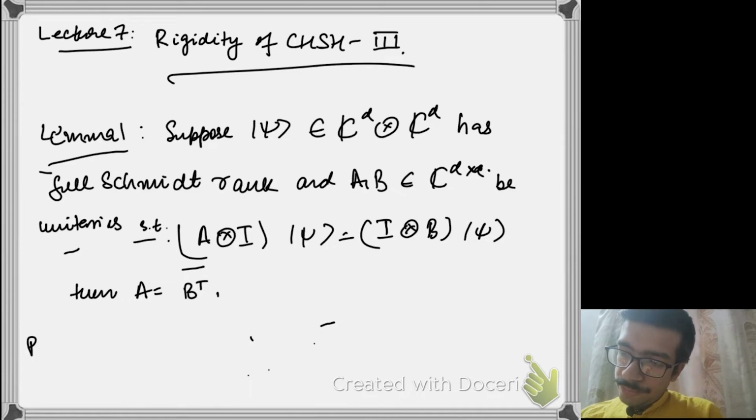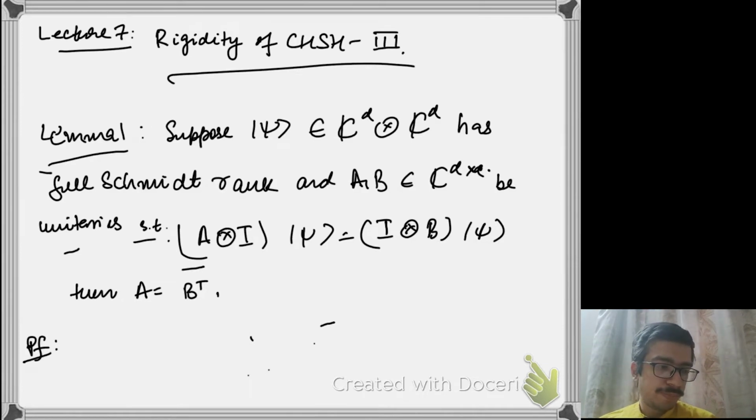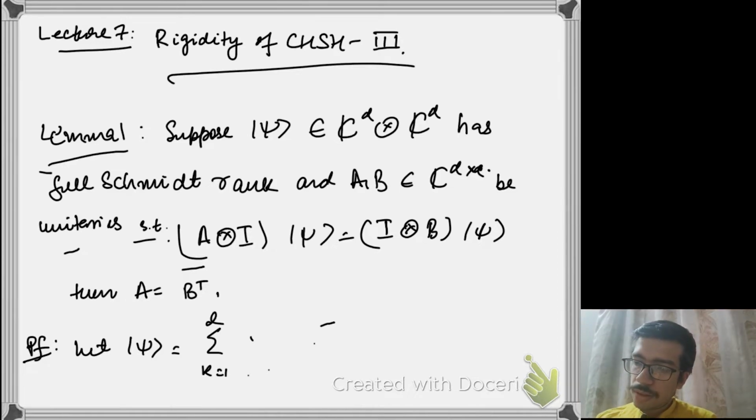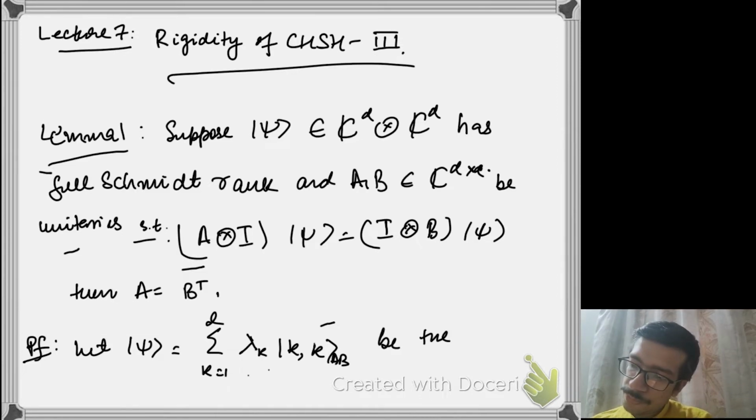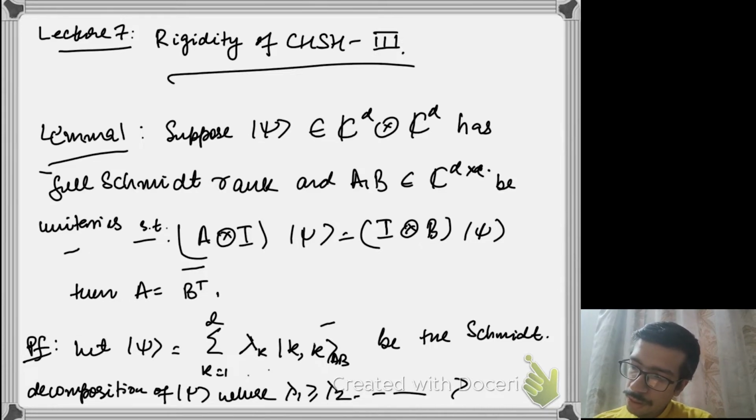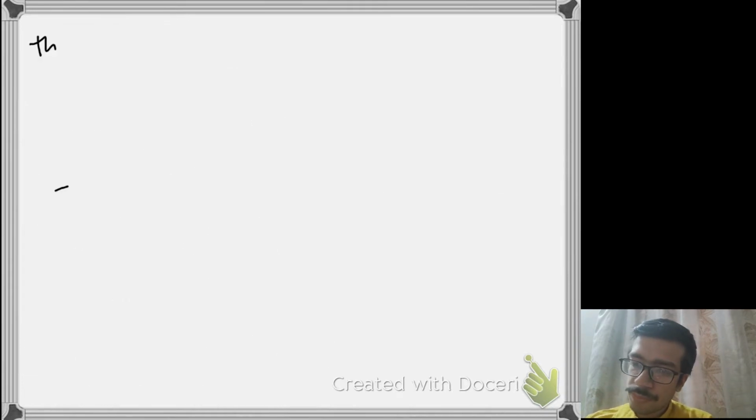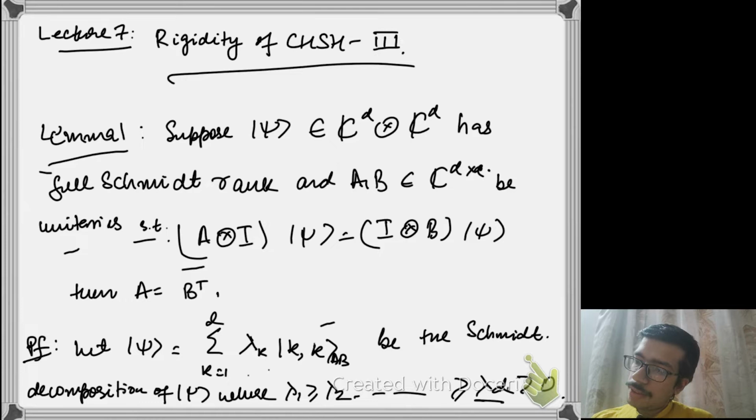So the proof is as follows. Let ket psi, which equals sum over k from 1 to d lambda k ket k a ket k b, be the Schmidt decomposition of psi, where lambda 1 is greater than or equal to lambda 2, greater than or equal to lambda d, which is strictly greater than 0. Here we could have assumed that lambda d is greater than 0 because psi has full Schmidt rank.